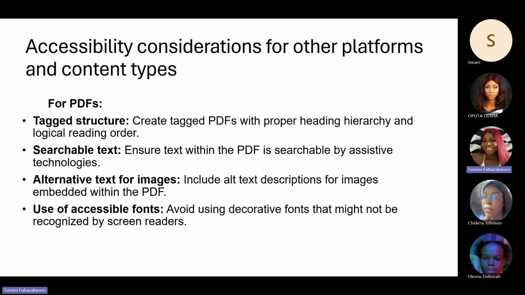Okay, so we have the accessibility considerations for platforms and content types for PDFs. For PDF, we have the tag structure. So create tagged PDFs with proper heading hierarchy and logical reading order. Searchable text: ensure the text within the PDF is searchable by assistive technologies. Alternative text for images: include text descriptions for images embedded within the PDF, like Olivia showed us how to do in Microsoft Word.